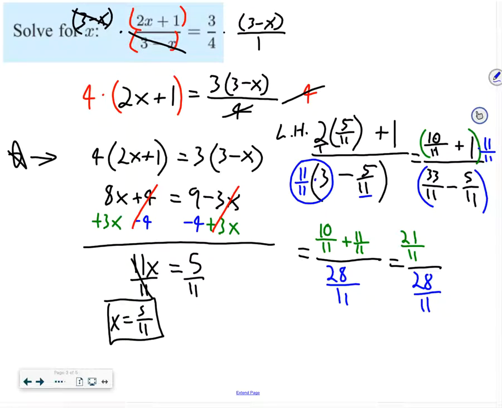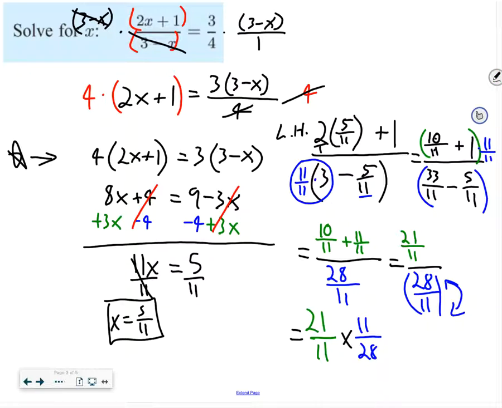28/11. Okay, again with fractions, I'm going to remember that dividing by something, so 28/11, is the same thing as multiplying by the reciprocal of 28/11. So that's 11/28. I did a small typo here. This was 21 in green, so I need to make sure that stays as 21. Okay, so 21/11 times 11/28.